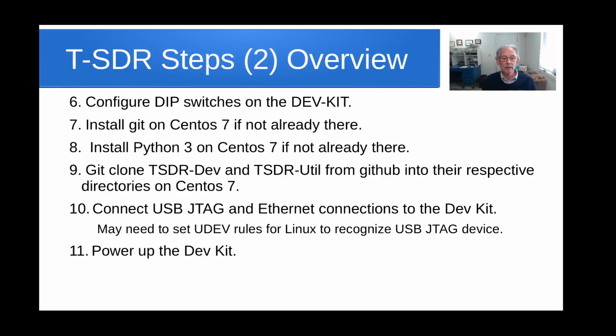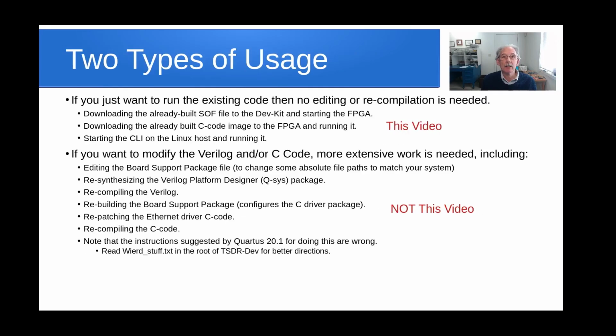You'll connect the USB JTAG and Ethernet connections to the development kit. You may need to set UDEV rules in Linux for it to recognize the USB JTAG device. This is Linux version dependent, and you may or may not need to do it. If your version of Quartus does not find the JTAG device, that is an indication you may need to set UDEV rules on your version of Linux. And after that, you'll power up the development kit.